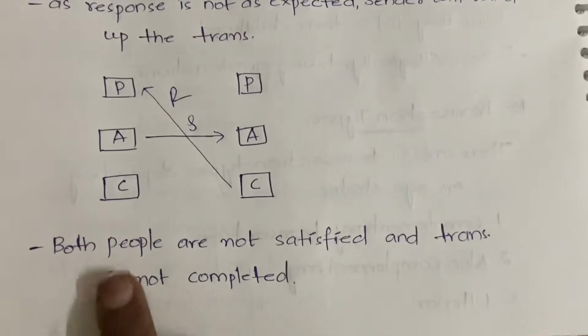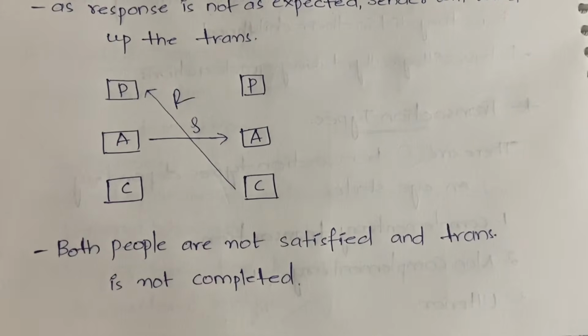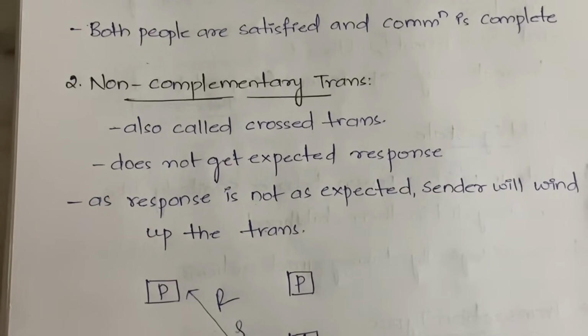Got it? And in this case, both people are not satisfied and the transaction is also not completed. Why? Because the sender is not getting the expected response, right? So the question of the sender is not yet cleared. He did not get the answer to his question. Got it? So this is about non-complementary transactions.